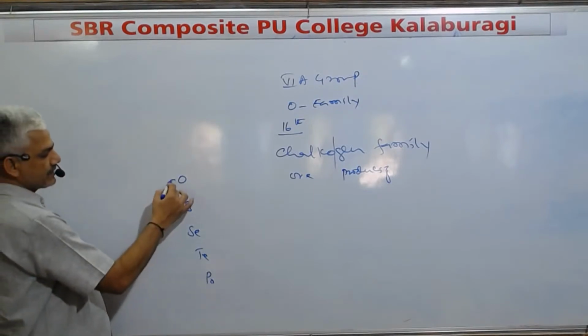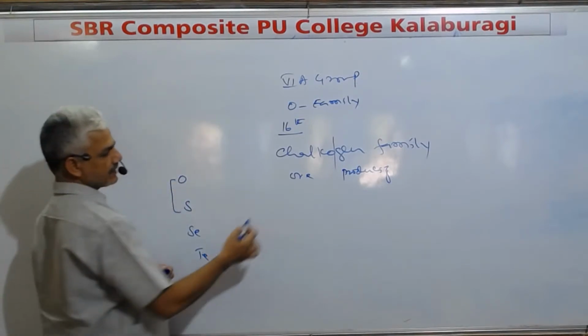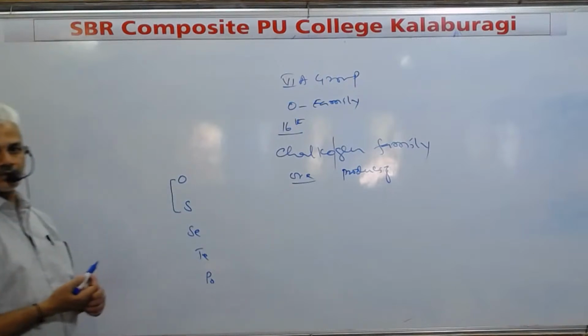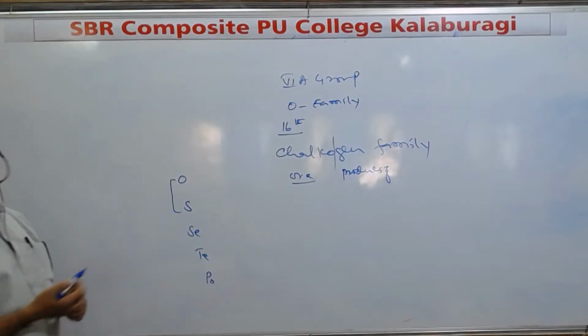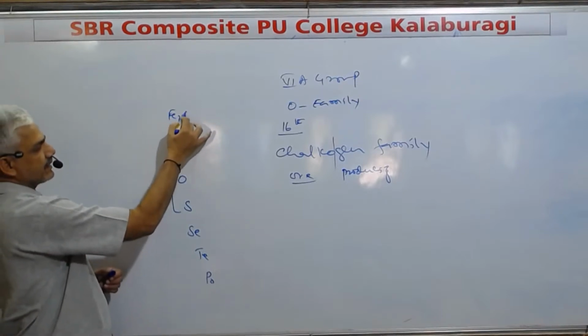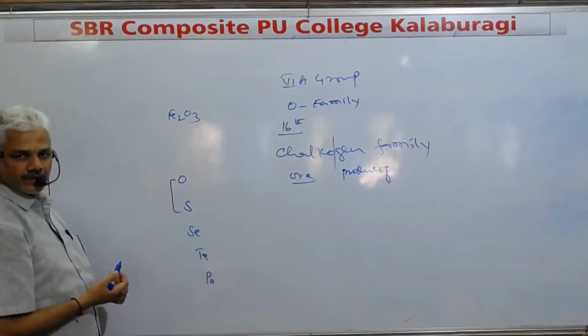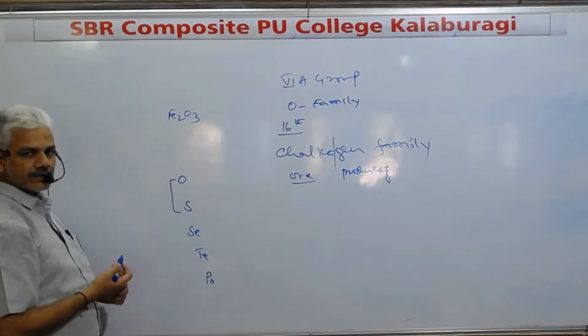The first two members, if you take, are associated with a number of ores. So, for example, it can be ores of iron. What are the various ores of iron available? One is the oxide form, Fe2O3. This one is what?